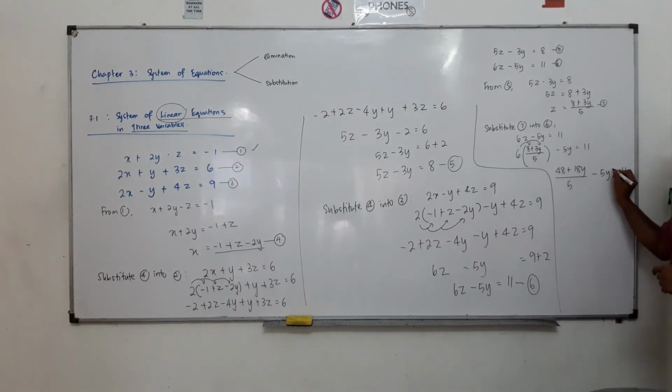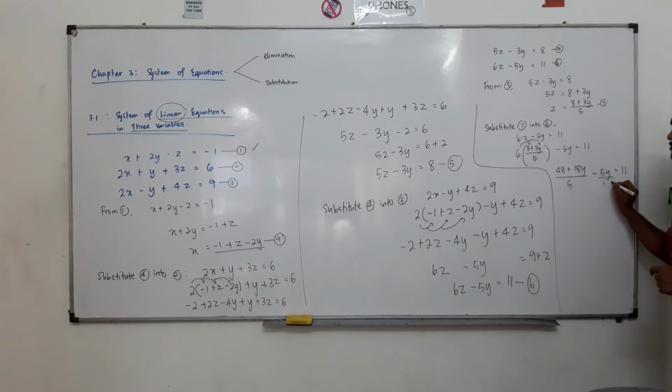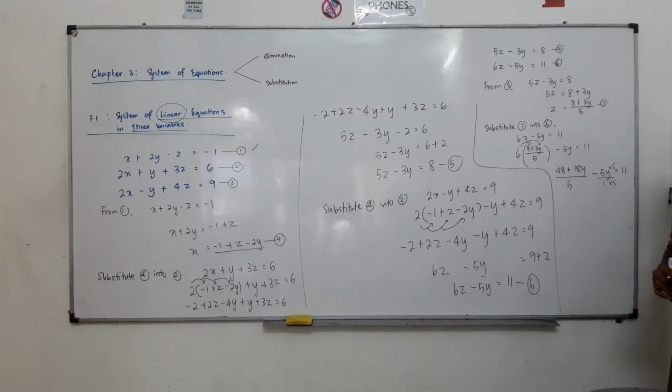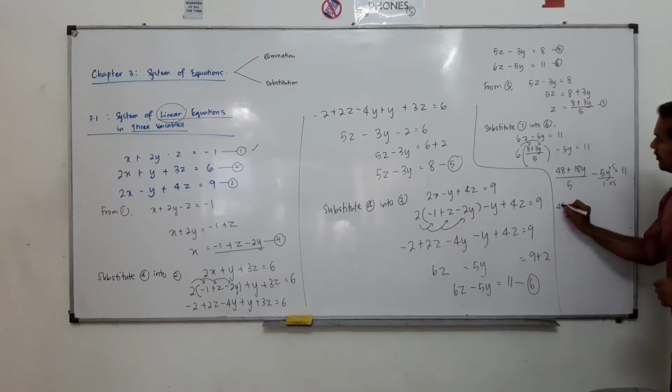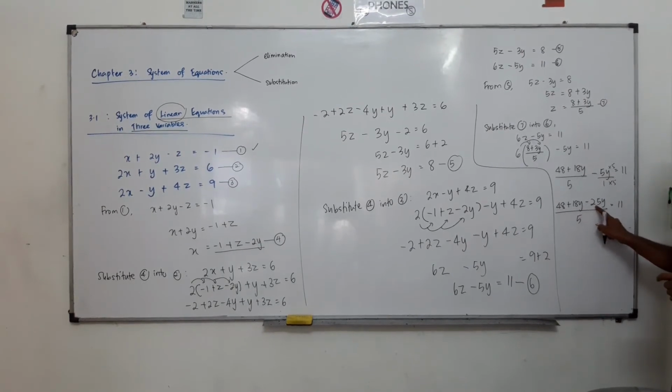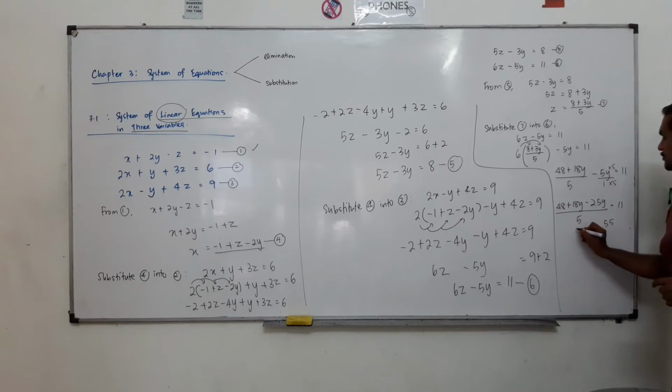Now we can change 5y into the form of fraction and we can make the denominator to be the same. So we will be getting 48 plus 18y minus 25y over 5 equals to 11. Now everything is divided by 5. Divide 5 you can bring over there and it will become multiply 5. 11 times 5 will be 55. 18y minus 25y will be equals to negative 7y.